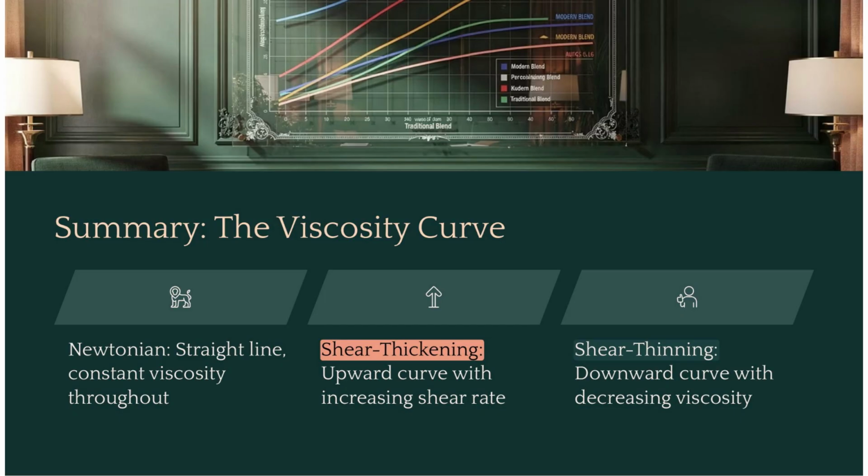We can visualize all these behaviors in summary: the viscosity curve. A Newtonian fluid is represented as a straight line, constant viscosity throughout. A shear-thickening fluid shows an upward curve with increasing shear rate. Finally, shear thinning is shown as a downward curve with decreasing viscosity.